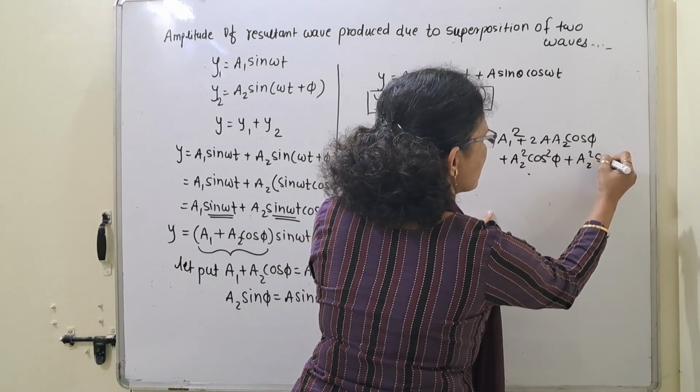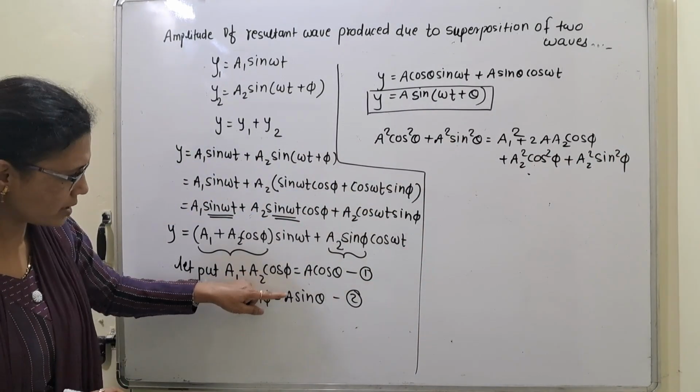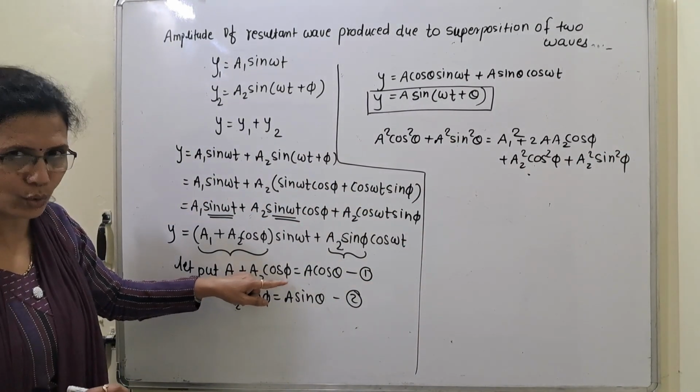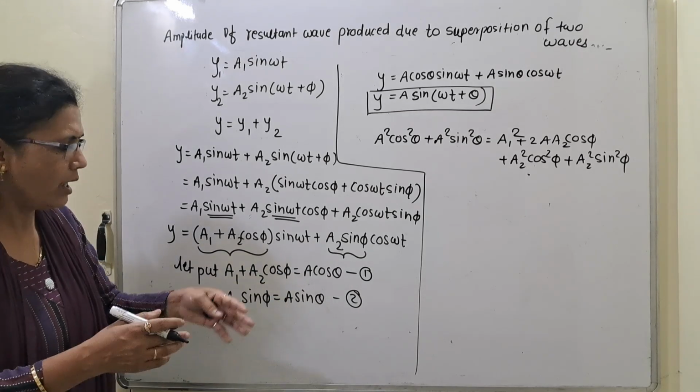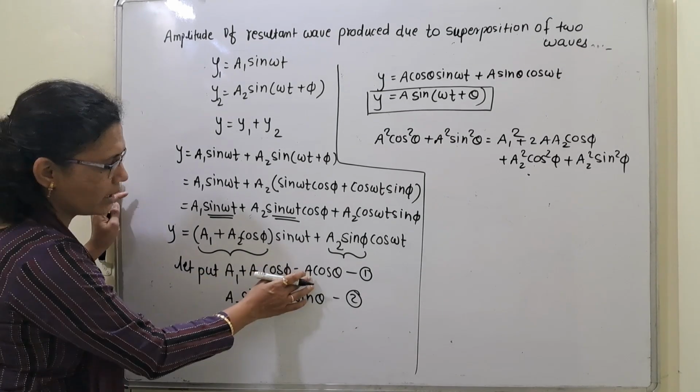a2 square sin square phi. Only you have to make the square. आपको इन दो इक्वेशंस का स्क्वायर करना है. लेफ्ट का स्क्वायर लेफ्ट में ऐड करेंगे, राइट का स्क्वायर राइट में ऐड करेंगे. तो राइट का स्क्वायर क्या हुआ?